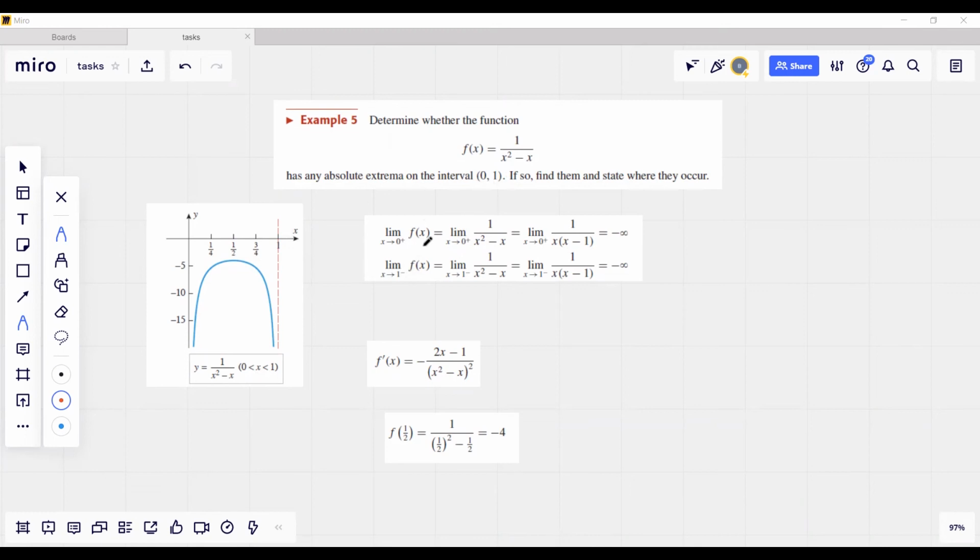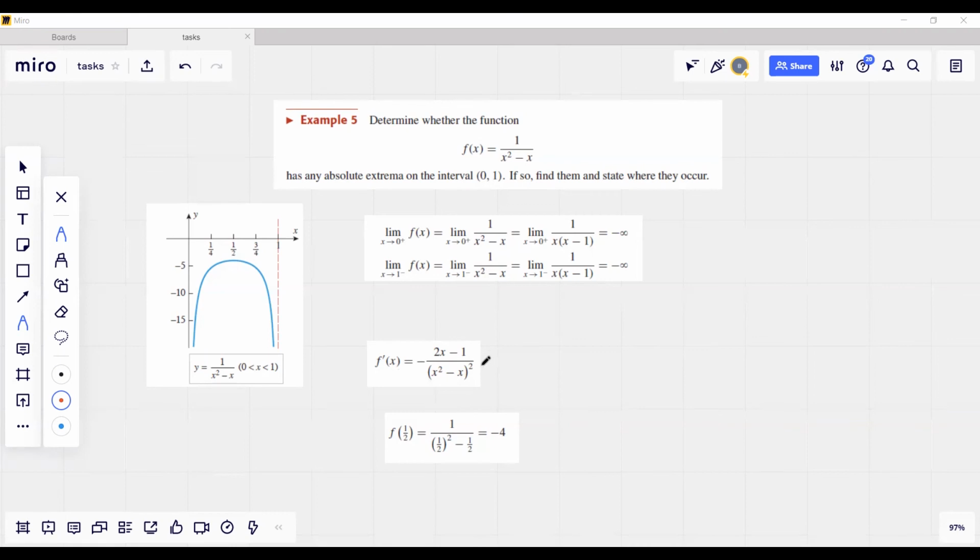Both of these limits are equal to minus infinity, so our function is decreasing without bounds when we approach its endpoints, meaning that this function will not have an absolute minimum, but will have an absolute maximum. To find the absolute maximum, we know that absolute extrema of a function on an open interval, if it exists, occurs at critical points. So we are going to find the first derivative.